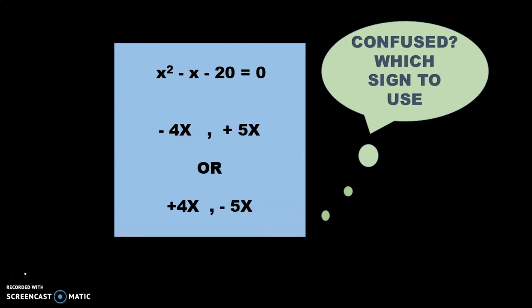Hello friends, do you get confused which sign to use? Minus 4x plus 5x or the alternative? If you get confused, this video is definitely for you.